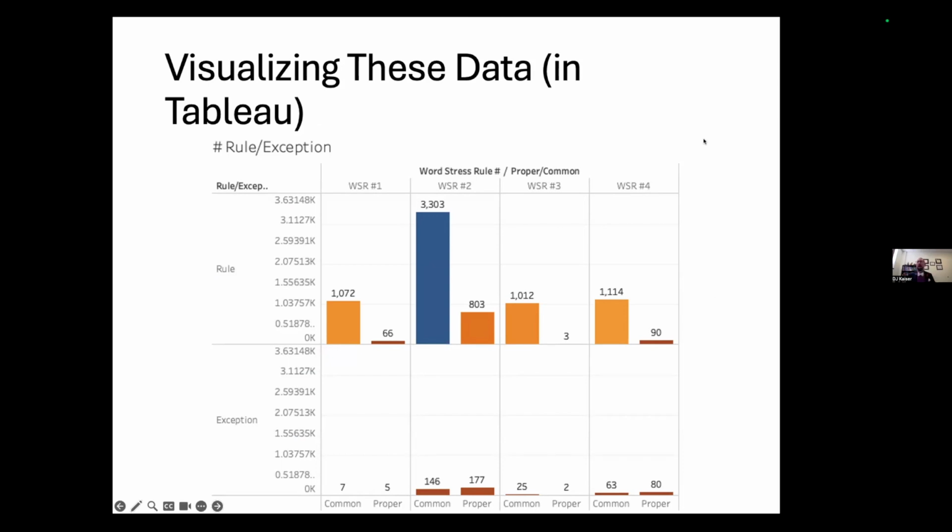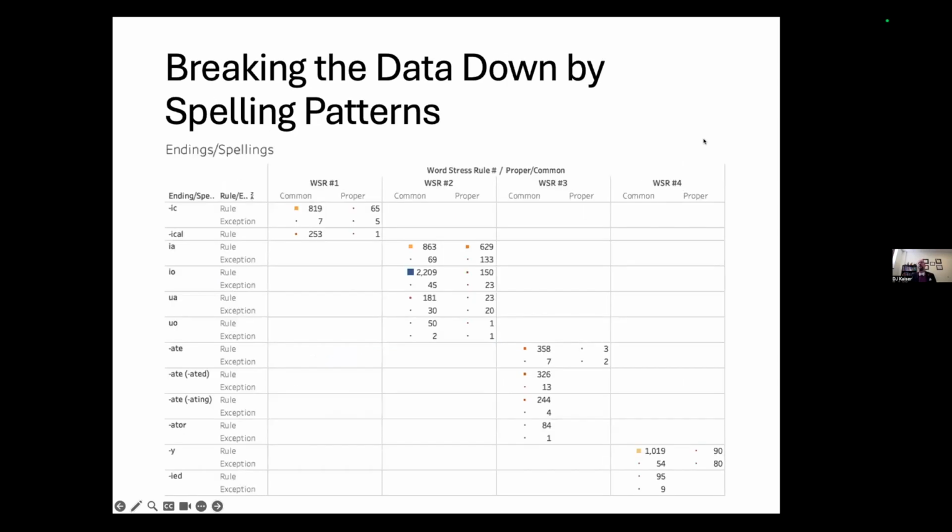Then I did another pass and looked at the actual spelling pattern or the ending that was there to see which ones were appearing more. So we see here the largest one, more than 2,200, is the IO. When we look at word stress rule number 2 with IO, UA, and UO, IO appeared most, and the one that appeared the least was the UO. So I could have made a decision to remove that, but I liked the parity of IA, IO, UA, UO because it's easy to remember for students.